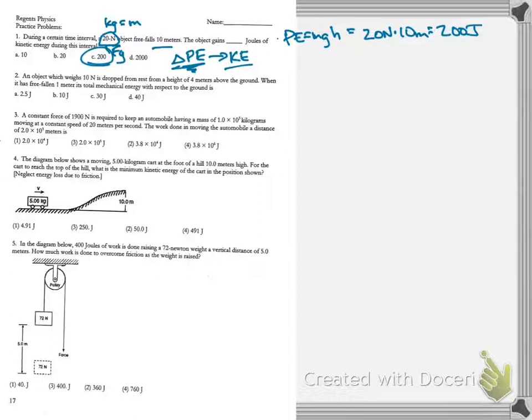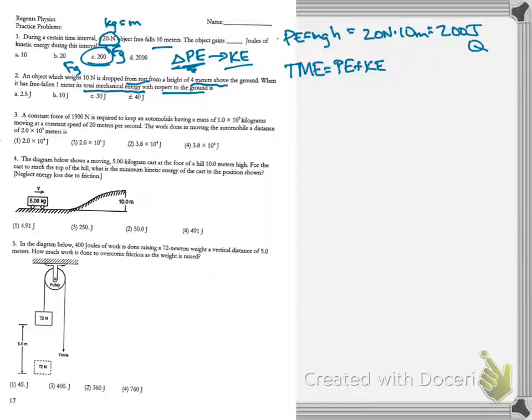Next question. An object weighs 10 newtons, is dropped from rest from a height of 4 meters above the ground. When it is free falling 1 meter, its total mechanical energy with respect to the ground is. Total mechanical energy, it's not complicated, it's just PE and KE. So it's not heat or anything related to that, or internal energy, which is Q in your reference table.